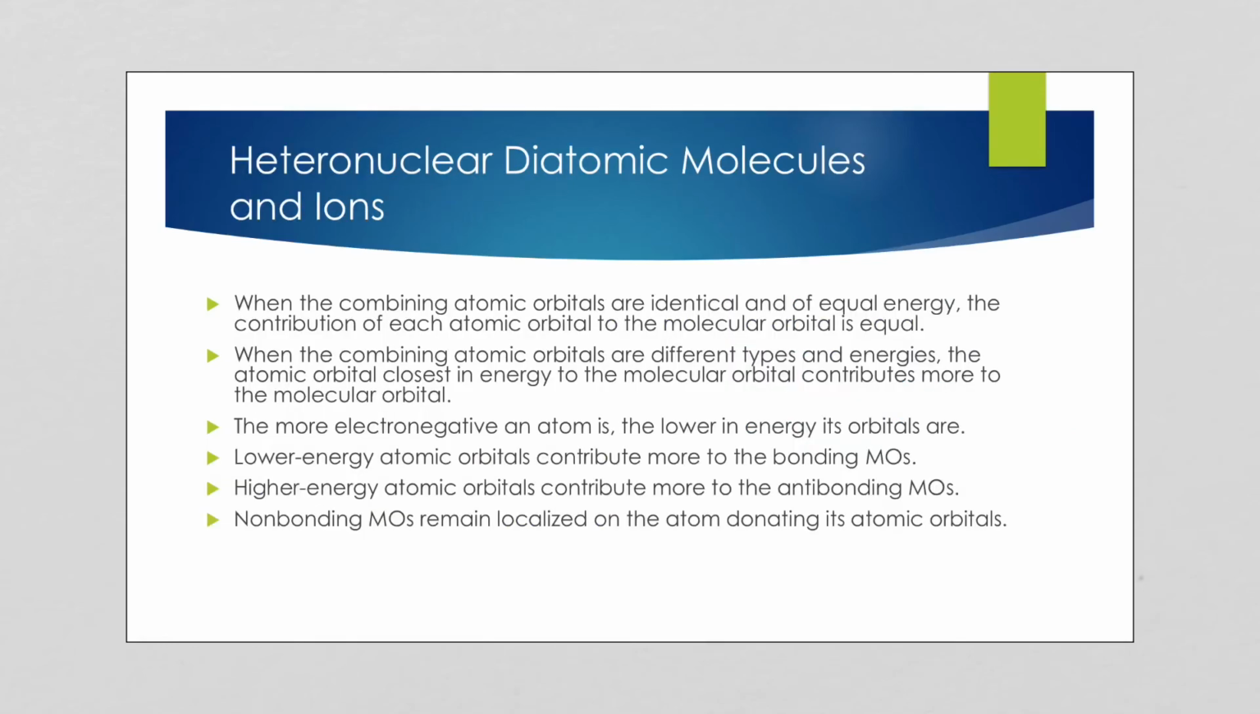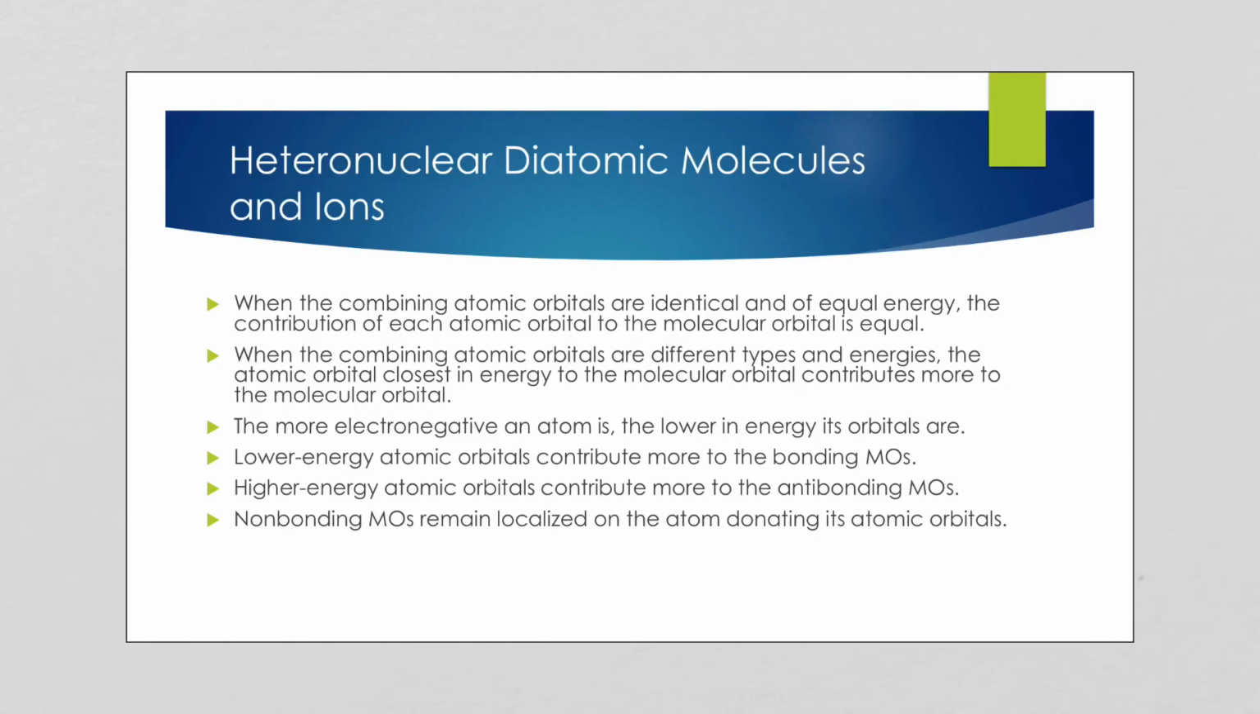Now, so far we've done simple homonuclear diatomics. You can also do heteronuclear diatomics. Now, we're not going to go into as much detail on these clearly, but the idea is that if you combine atomic orbitals that are identical in equal energy, meaning the same atom, it's really easy just to combine them to form the molecular orbitals.